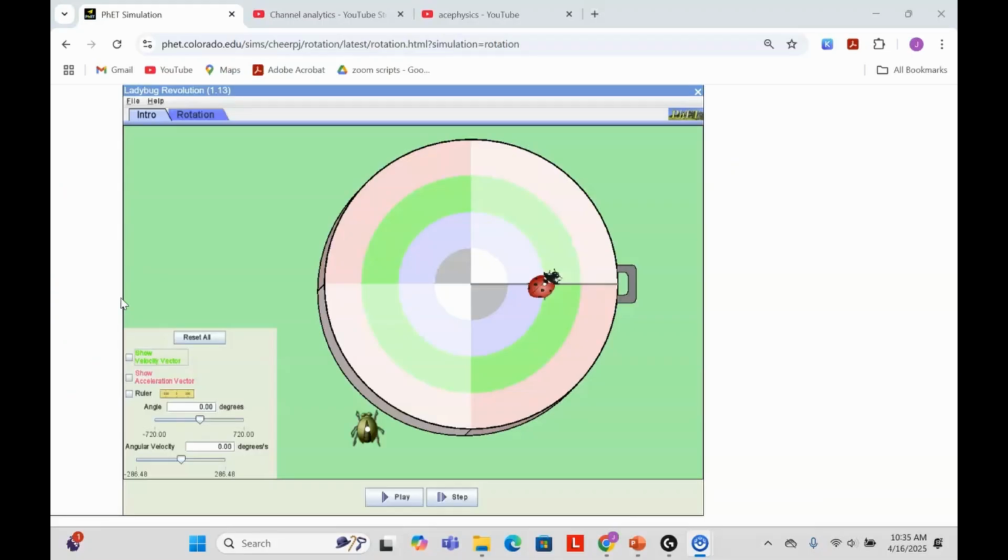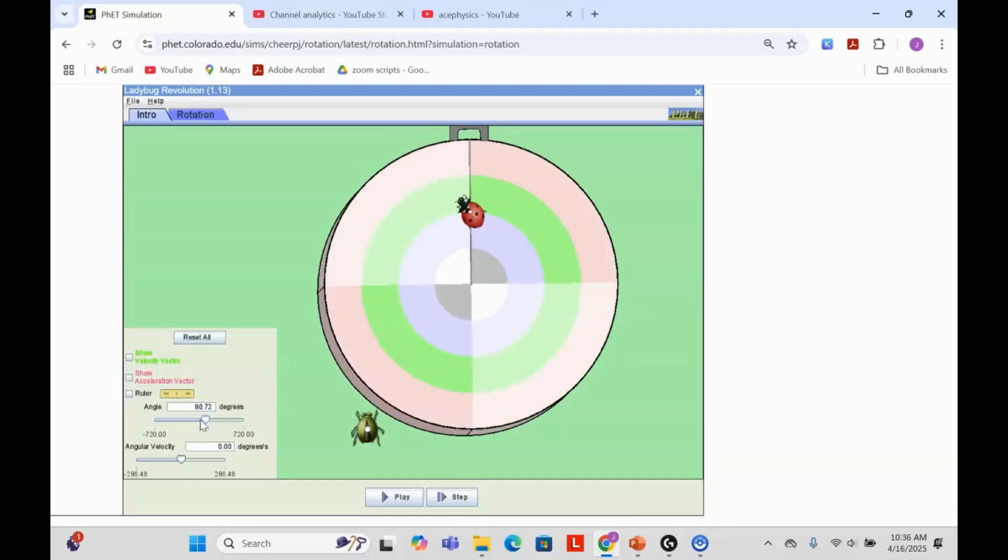Here's an animation from the University of Colorado website PhET. This will help you better visualize some of the angular quantities. There's a ladybug at some radius from the center on a disk that can rotate. I'll begin by rotating the ladybug an angular displacement of theta equals 90 degrees. It's about 90 degrees. So that's what the angular displacement is.